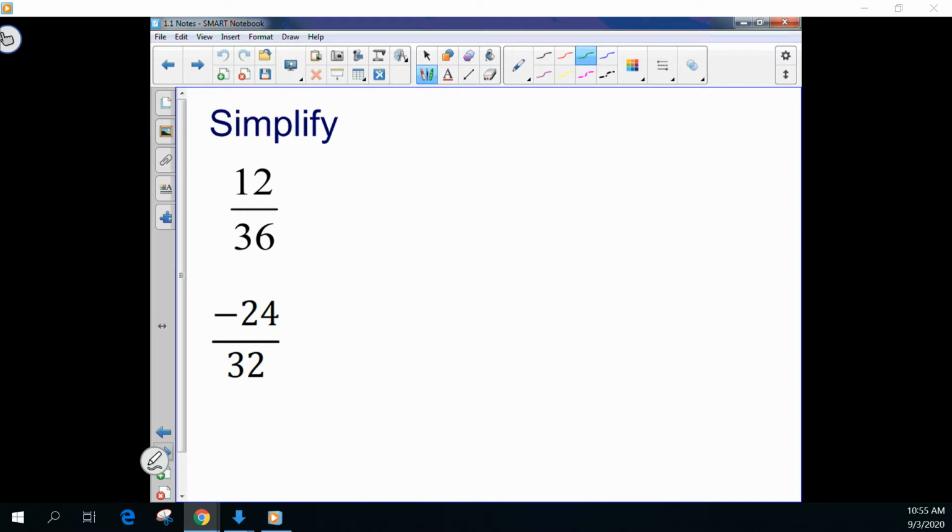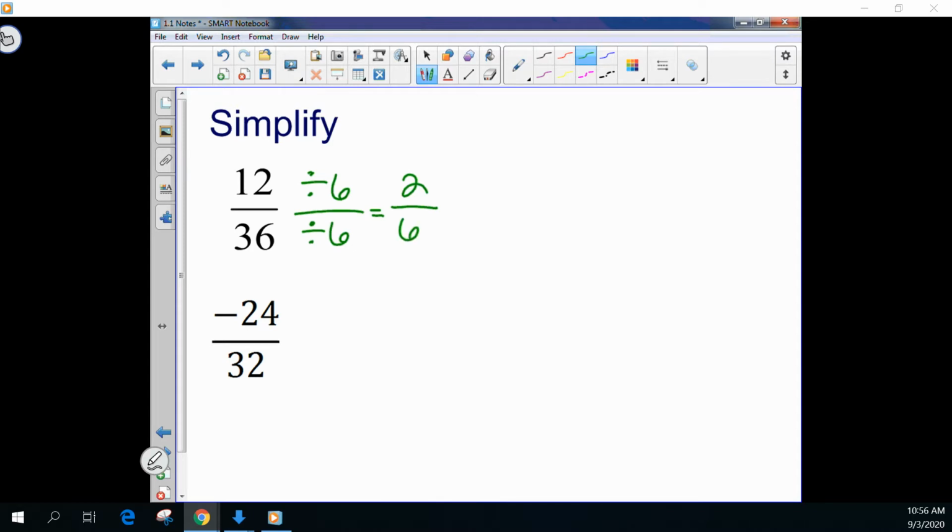Common choices might be 2, 3, you could also do 4, or 6. You want to always go with the biggest number that you could possibly choose. So in this case, we would choose to divide by 6. We have to divide by 6 on both the numerator and the denominator. So 12 divided by 6 would be 2, and 36 divided by 6 would be 6.